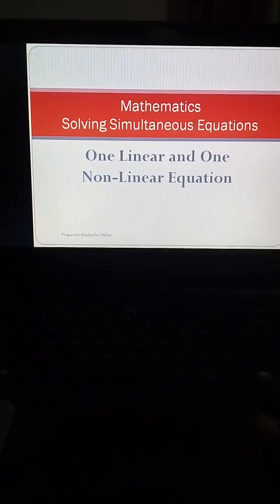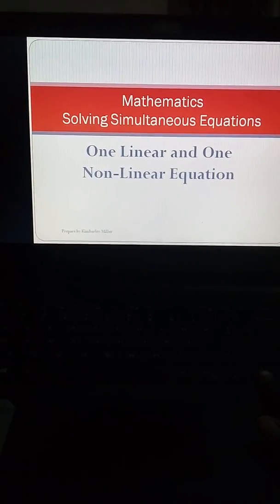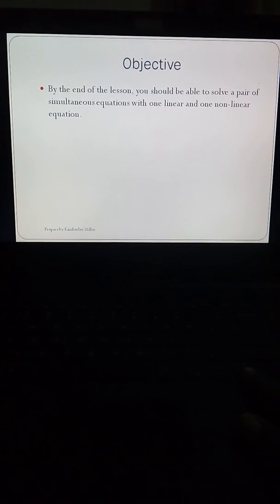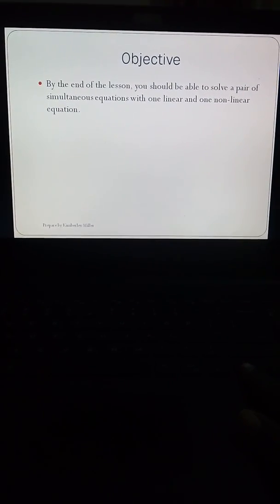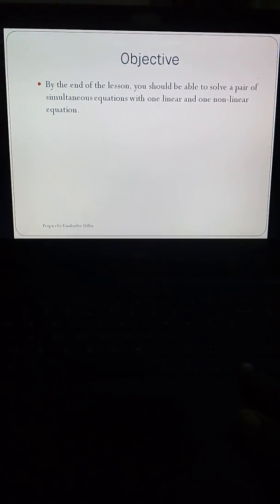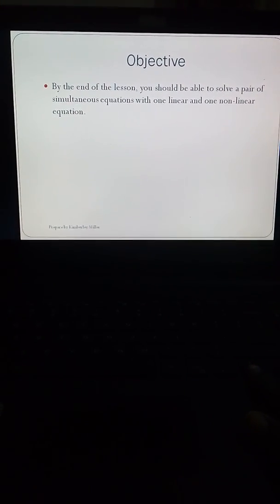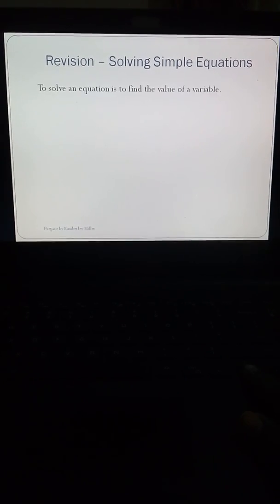Hi students, for today's lesson we are going to solve simultaneous equations. By the end of this presentation, you should be able to solve a pair of simultaneous equations with one linear and one nonlinear equation. But before we get into that, let us revise solving simple equations.